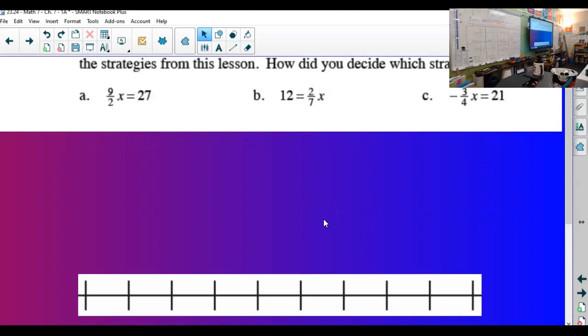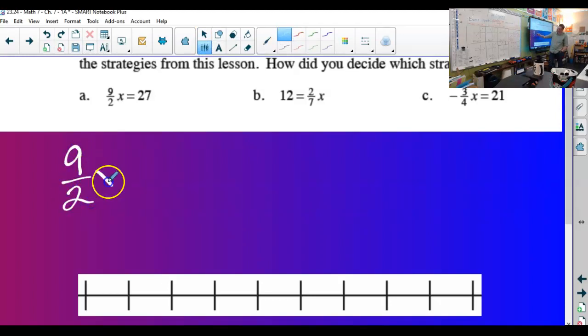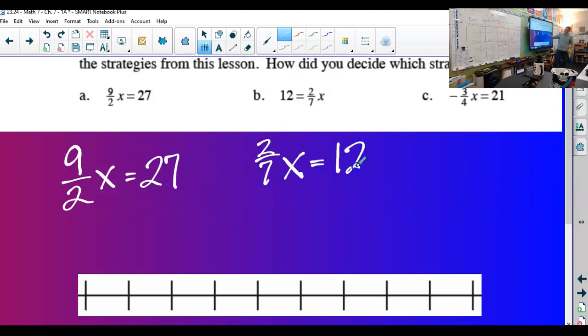You're going to want these on your graph paper because then I'm going to walk around and be real heartbroken if I've asked like 5 times and you're still not doing it. 9 halves. How do we deal with that? Guys, I'm going to flip this around. Our brain does better if we write the x value on the left. So I'm going to do 2/7 x equals 12. I can flip an equation around. It doesn't matter.